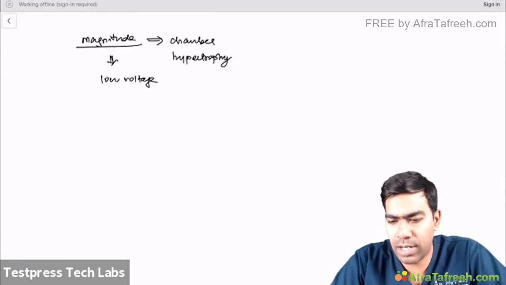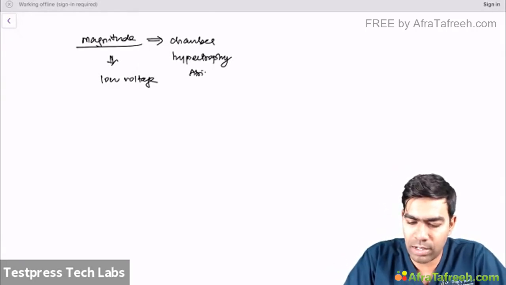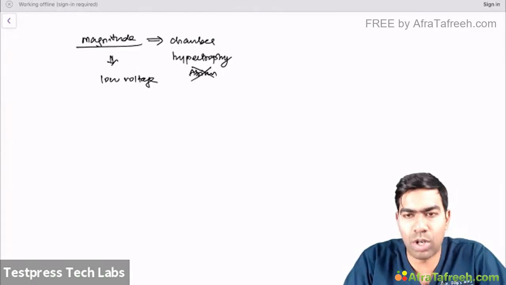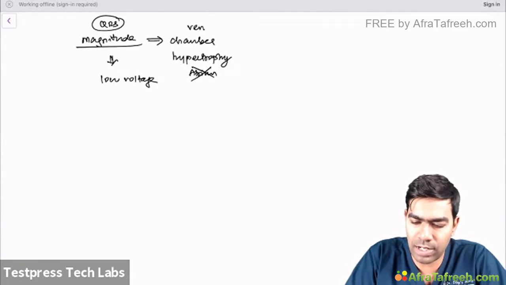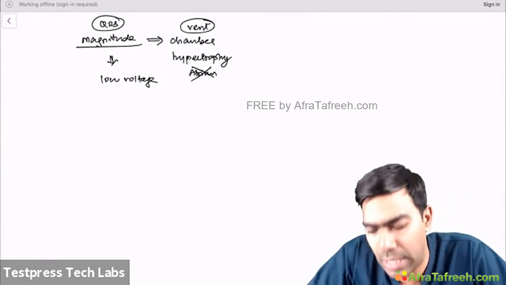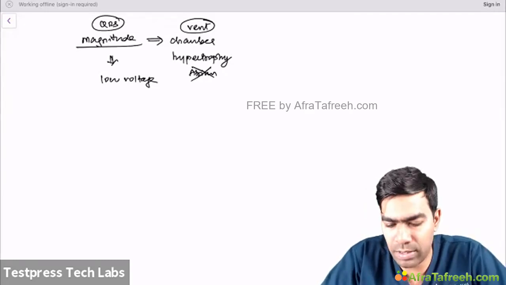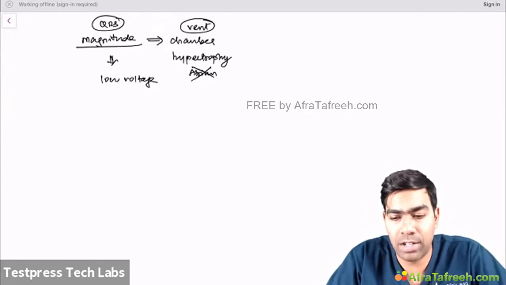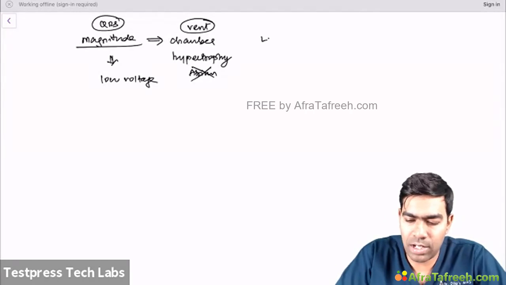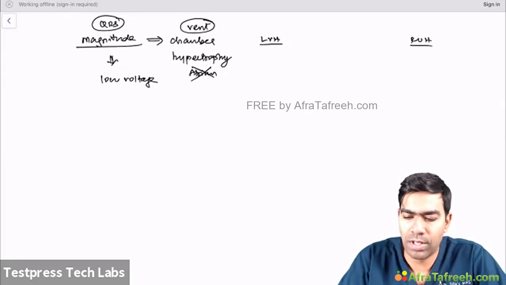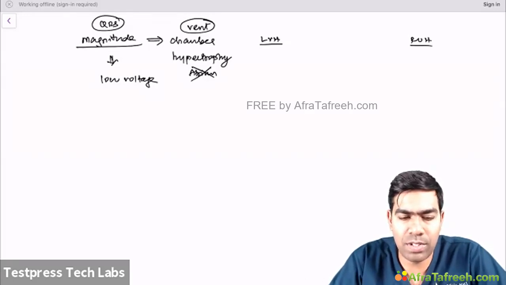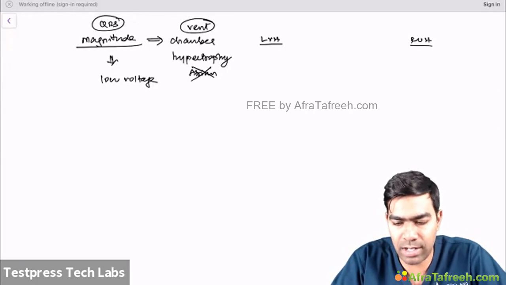We're not talking about the atrium because the atrium is already done, and it should not come here because we are talking about the QRS magnitude. So we are talking about ventricular chamber hypertrophy here. As far as ventricular chamber hypertrophy is concerned, you have some criteria to know. Let us start with left ventricular hypertrophy first, then we'll move to right ventricular hypertrophy. For left ventricular hypertrophy, you have many different criteria.